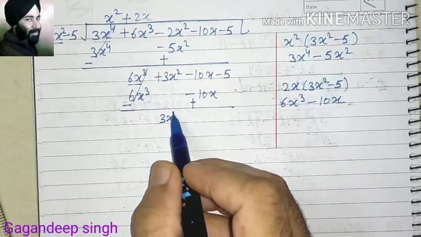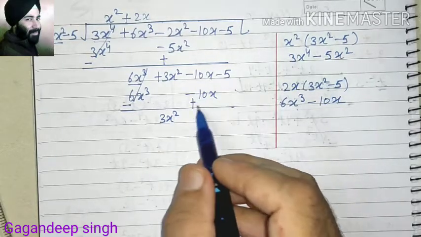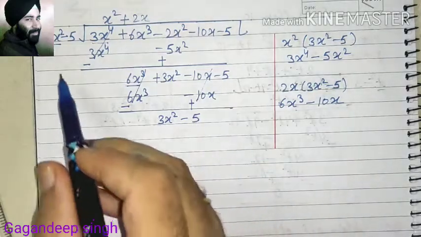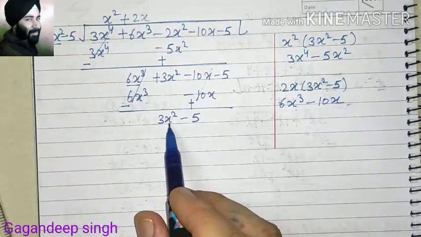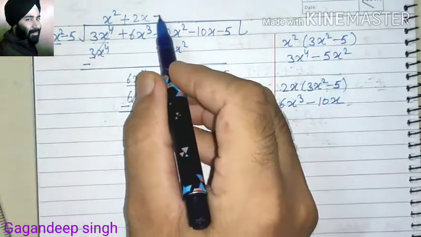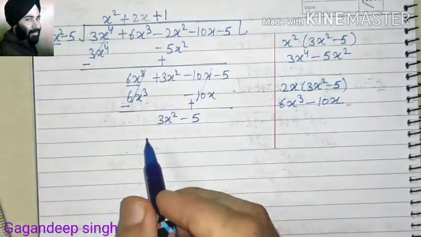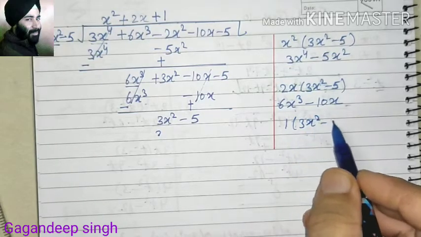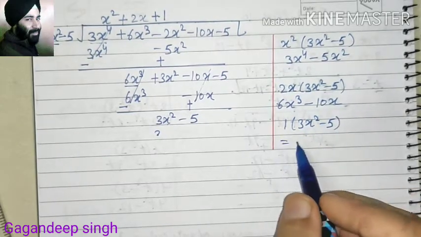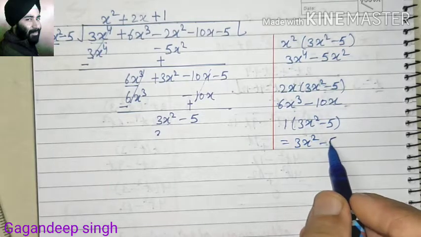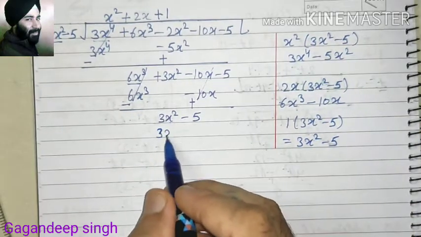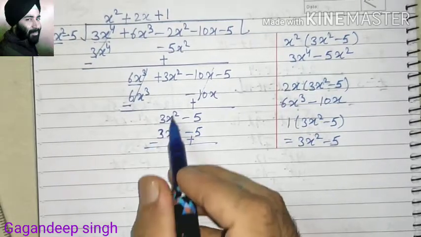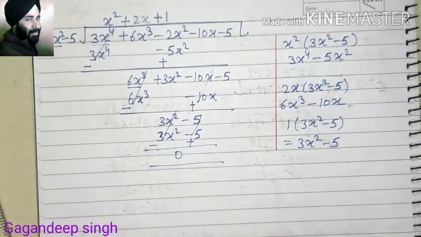3x square minus 10x and plus 10x cancel, minus 5. Now 3x square and 3x square same thing is there, so multiply with 1. So 1 into 3x square minus 5, result is same, 3x square minus 5. So 3x square we write like terms together, and after subtraction remainder is 0.